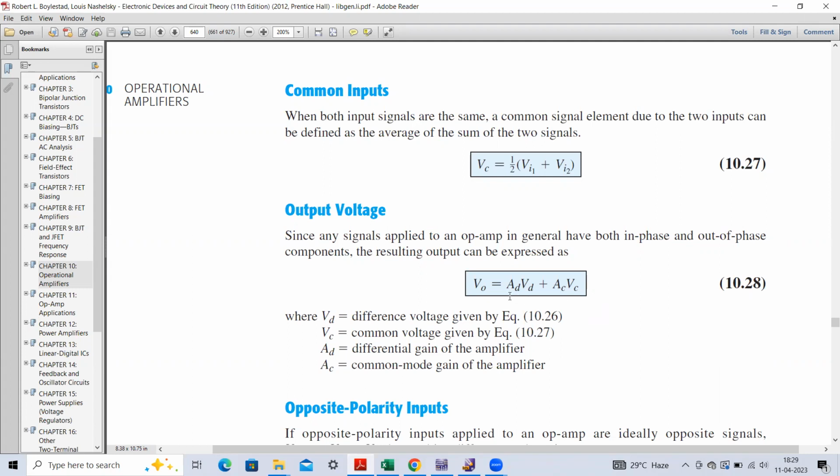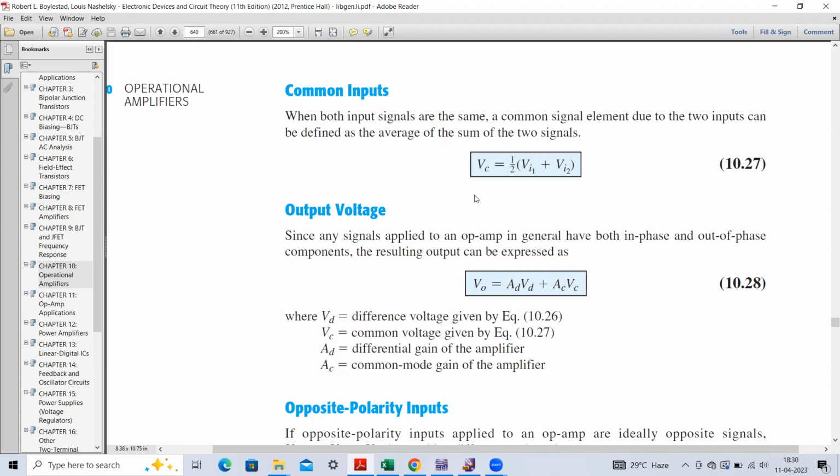So what are these parameters AD, VD, AC, and VC? VD is the difference voltage that we give as the input to the operational amplifier. VC is the common mode voltage, AD is the differential gain of the amplifier, and AC is the common mode gain of the amplifier. Whenever we give input to the operational amplifier, the output actually depends on all four of these parameters.